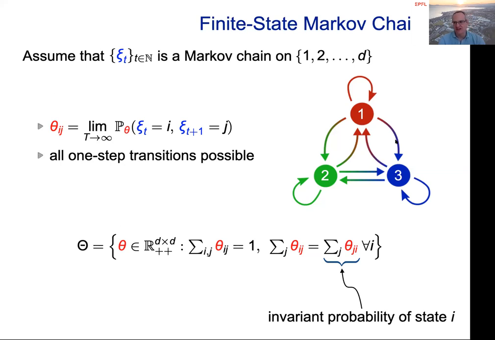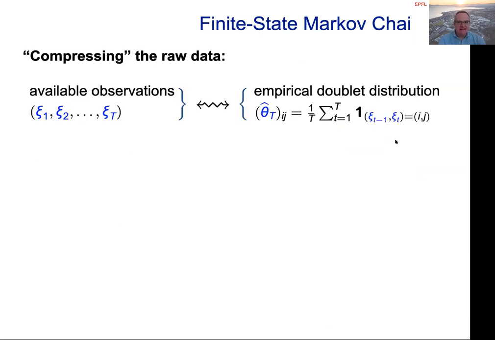Okay, so in this case, an estimator that we can use for this doublet distribution would be the empirical doublet distribution, which simply records the empirical frequencies of visiting the two states i and j in two consecutive periods.